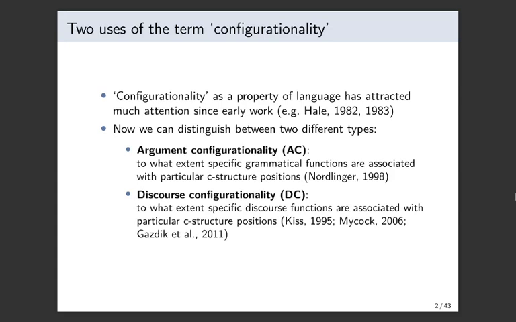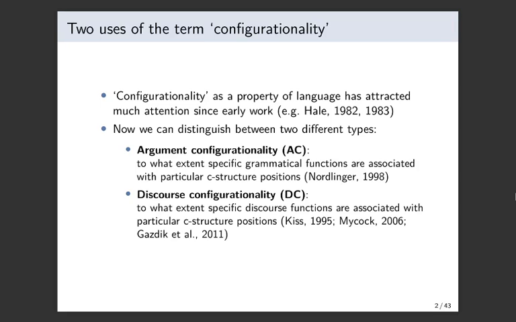Configurationality as a property of language has attracted quite a lot of attention since the early work by the likes of Hale. And now we can distinguish between two types of configurationality, which I'll be talking about today. The first one is argument configurationality, or AC, and that has to do with to what extent specific grammatical functions are associated with particular C structure positions.